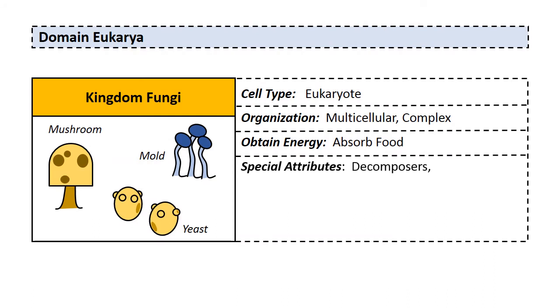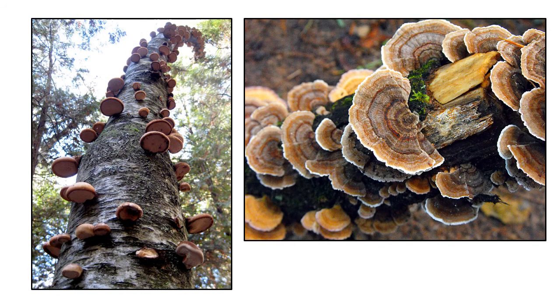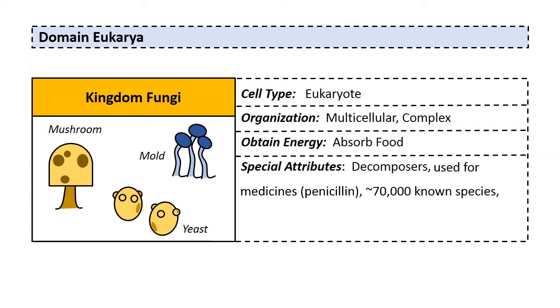Some of the special attributes, and this is a really big one, is that the kingdom fungi are a huge amount of our decomposers. What decomposers do is they take dead stuff that would normally just build up and clog up our lives, and they decompose it, turn it back into soil. It would be really awful to walk through a forest that didn't have decomposers, because you would be walking over piles and piles of dead vegetation that would never turn back into soil. Some of them are used for medicines. Big example there is penicillin. And there's about 70,000 known species, so it is a fairly diverse group.